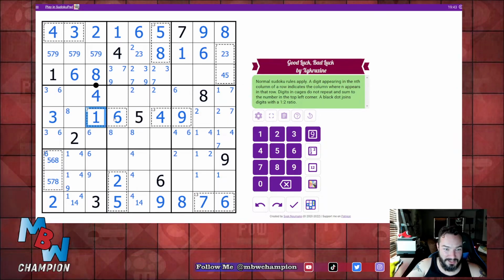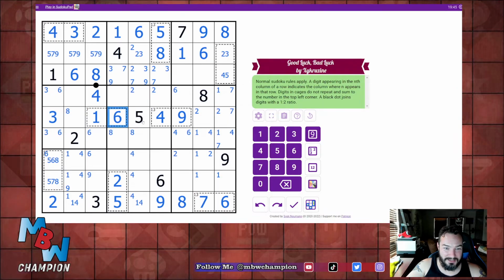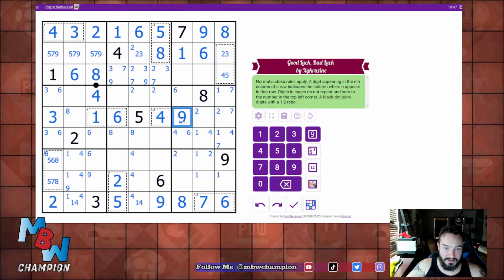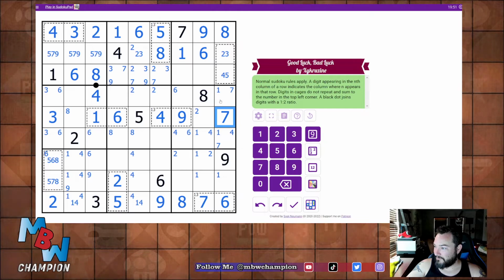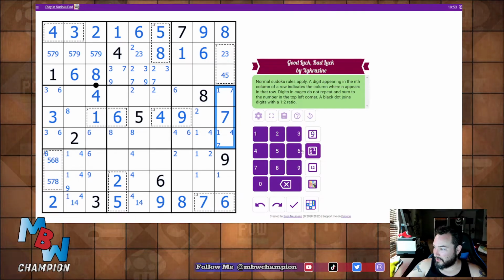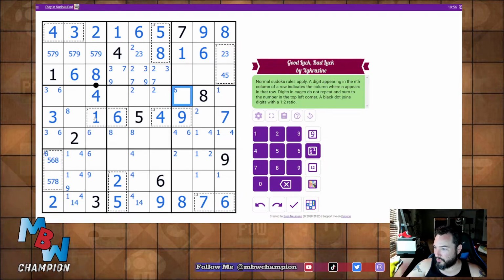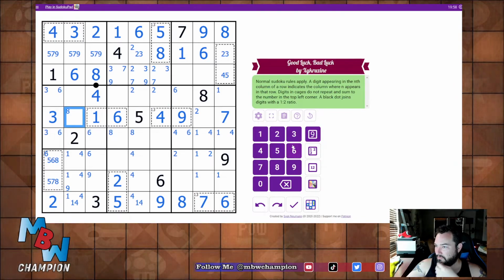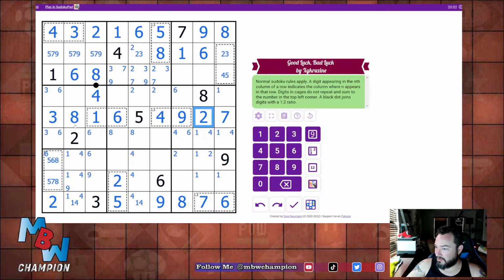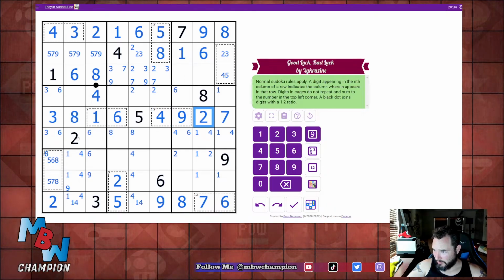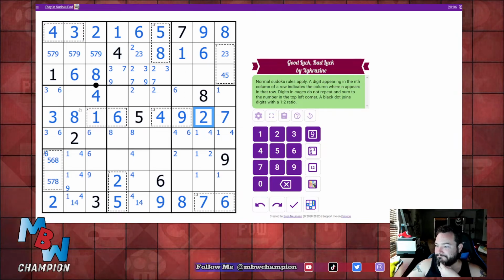Anyways, so that covers that. 6 is right here and that covers that. 9 is covering that, so this is a 7. Get rid of those bookmarks. So we're good with those rows right there. Well, actually, we can solve this. This is an 8, this is a 2, because this can't be a 2 because there's already a 2 right there in this thing right here.